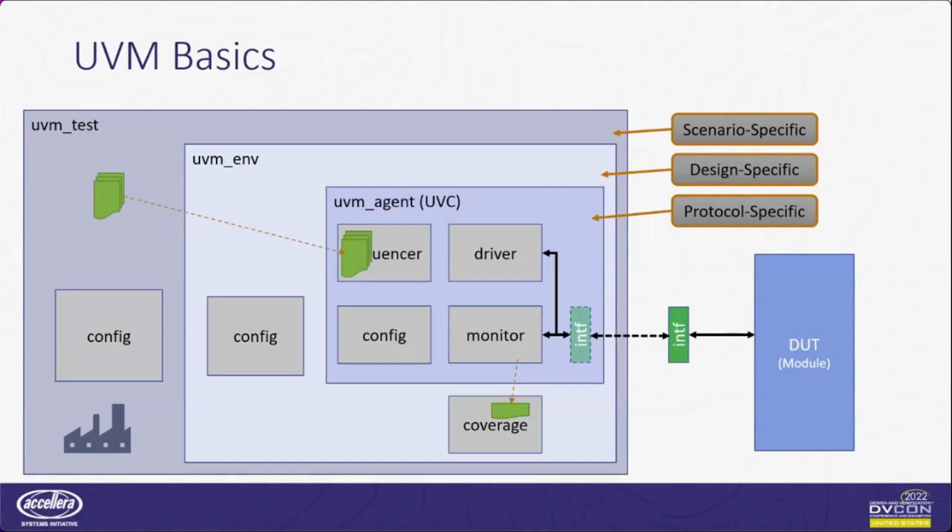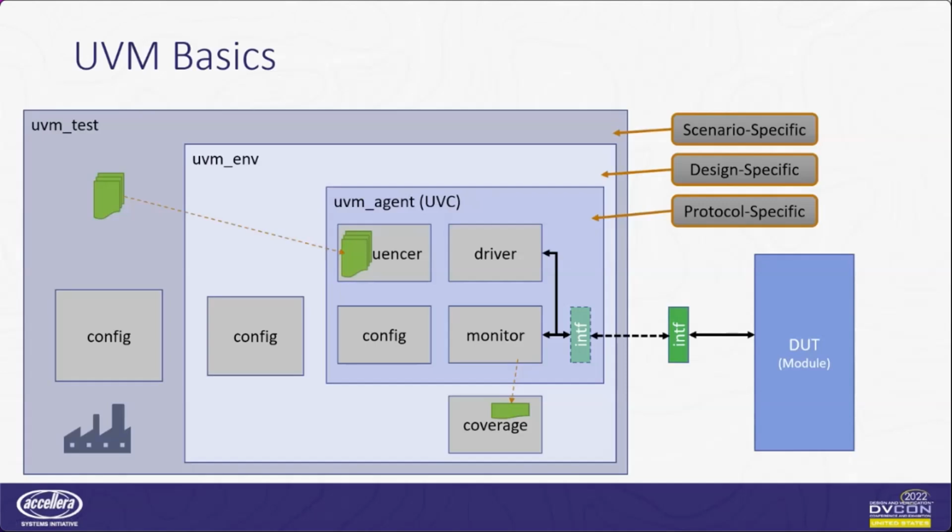And if we have multiple agents, how are we going to coordinate the activity across the multiple agents through the sequences that get run as defined by the test? The other thing that the test can do is modify elements in the environment or the agent using, in what we call in UVM, the factory, right?